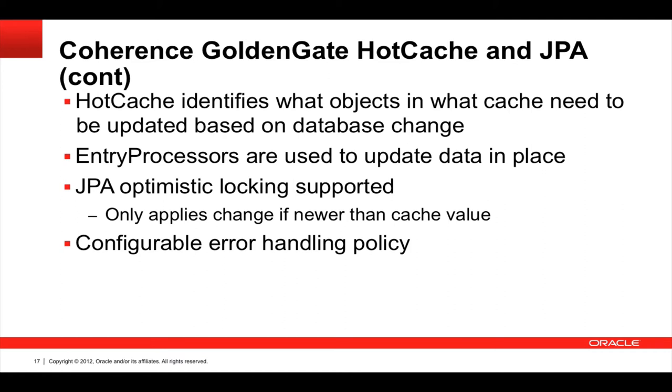So if we have an indicator of what the optimistic lock field is, we can ensure that only new changes are applied to Coherence. There are scenarios in which you may receive old changes due to latency. You could have frequent changes going on in Coherence and a change coming slowly from the database for whatever reason. We will not apply an old change. We will not overwrite new data with old data thanks to optimistic locking.